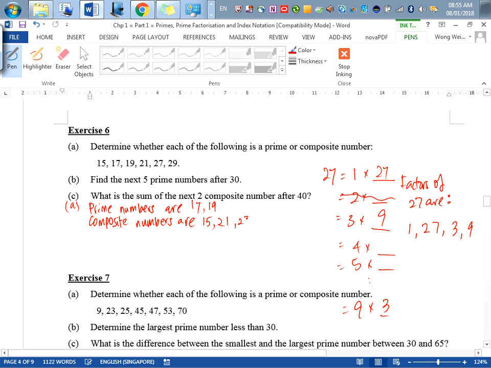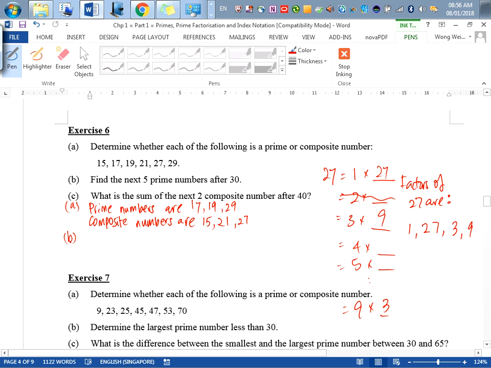So it belongs here. Next number, 29. Prime or composite? Prime. Okay, so these are the different numbers. Okay, now let's go on to part B.